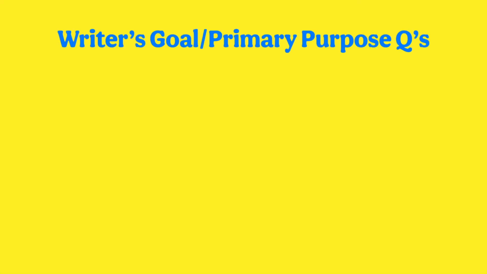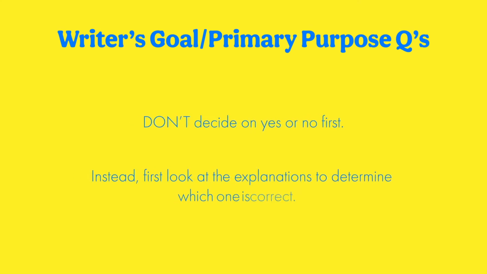So for this type of question, when it's in yes, yes, no, no form, you're not going to decide on yes or no first. First, what you're going to do is look at the explanation and see which explanation is correct. But in order to figure out what explanation is correct, these are usually coming at the end of the passage, so you've done the other questions, so you might have an idea of what the passage is about. But if you're unsure at all, go back and read the title.